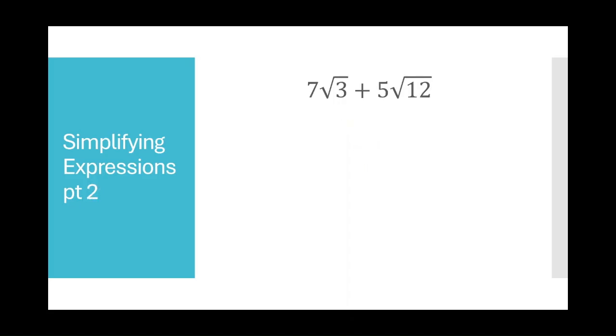Now on this one, I have 7 root 3 and I have 5 root 12. I can't just say, okay, 7 plus 5 is 12 and be done, because I'm not using the same kind of units, as it were. So we're going to first try to simplify this root 12. So 7 root 3 is just hanging out.